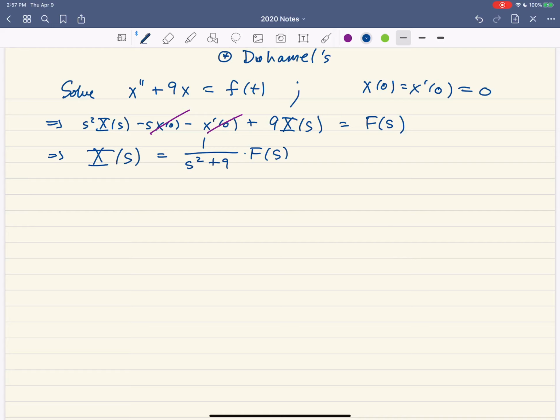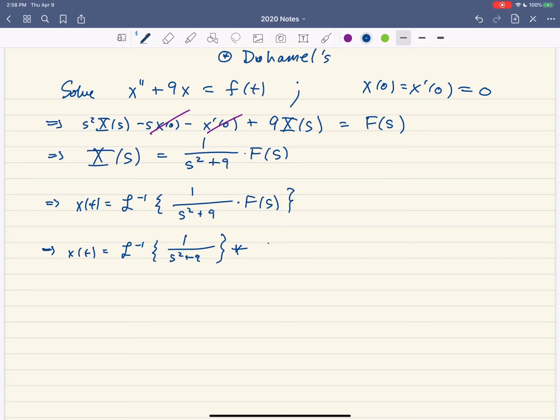And so we have a product in our answer. So our transform, capital X, is equal to a product. And if we take the inverse Laplace transform, in other words, to get little x, this will be the inverse Laplace transform of 1 over s squared plus 9 times capital F. And so we know that the inverse Laplace transform of a product will be a convolution. So little x of t is going to be the inverse of 1 over s squared plus 9 convolved with the inverse Laplace transform of capital F.